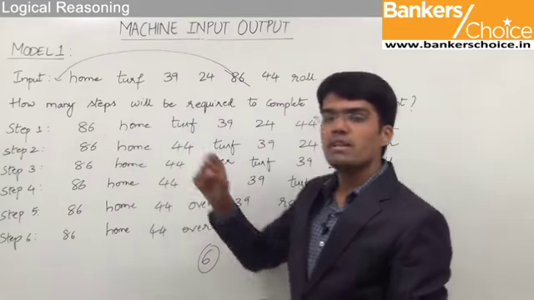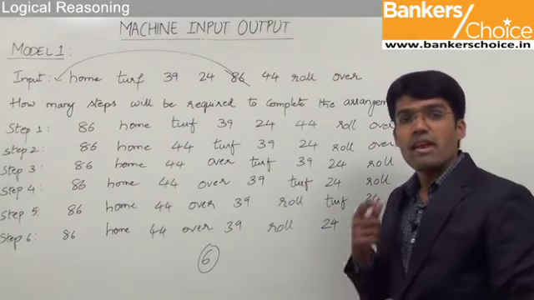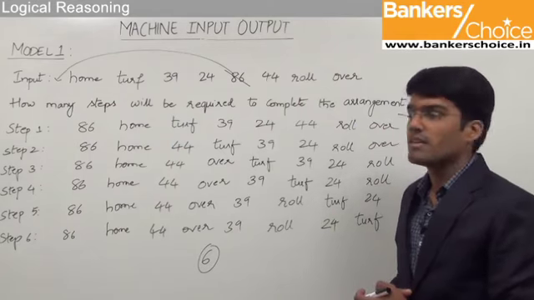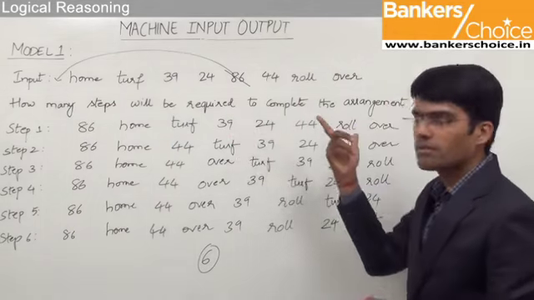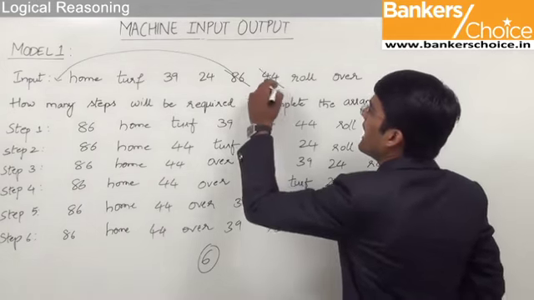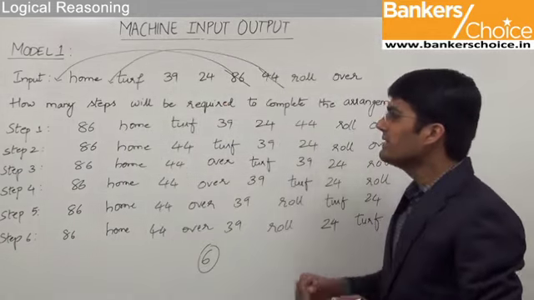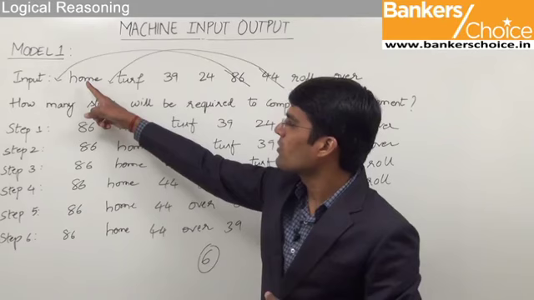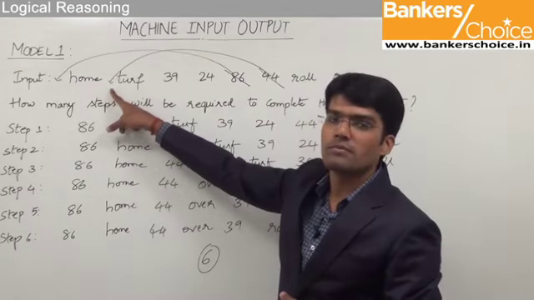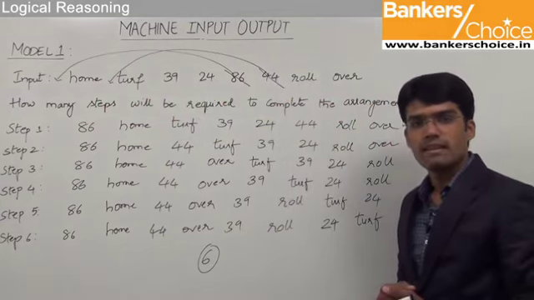After home, we need to have a number, and that number here should be 44 as we are following the descending order. So among 39, 24 and 44, the highest number is 44. So we can simply strike off 44 and indicate its movement with the help of an arrow. This means the first position is 86 followed by home and then 44. Followed by turf, 39, 24, roll over.